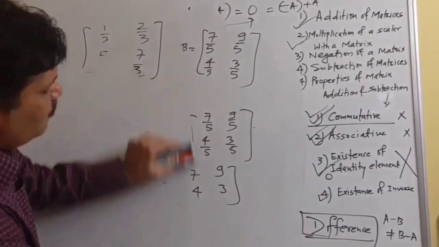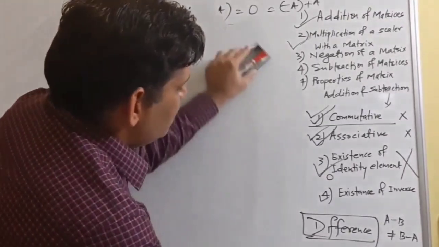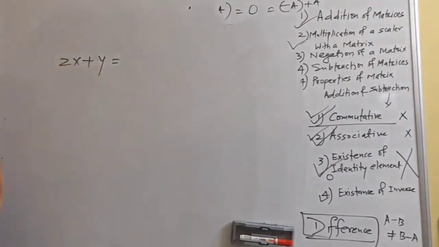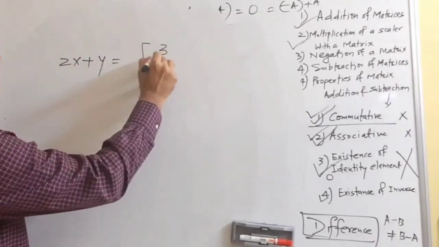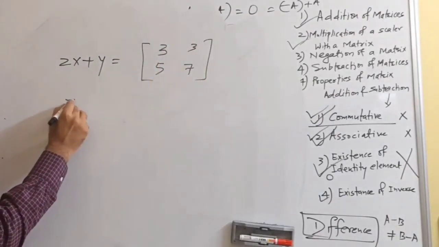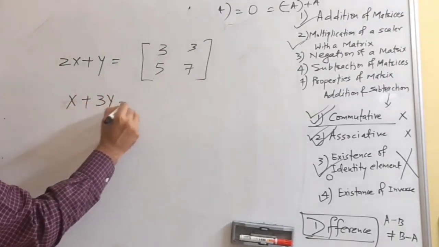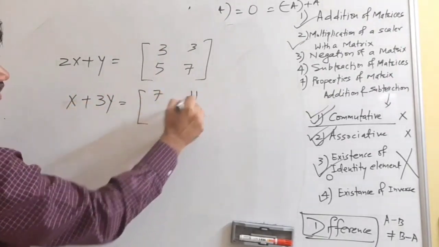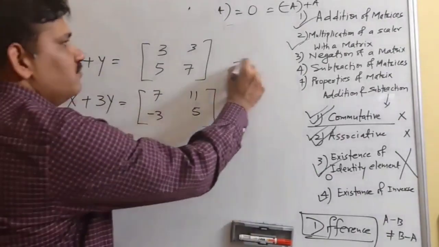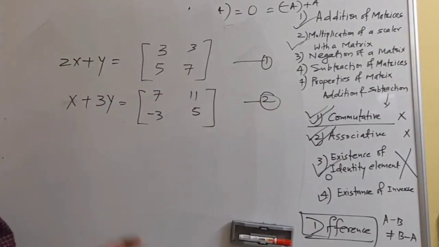If we are given two matrix equations, means we are given two linear equations which involve matrices, say 2X plus Y, X is a matrix and Y is a matrix, and the order of this matrix is 2 by 2, say 3, 3, 5, 7, and X plus 3Y is a matrix which is 7, 11, minus 3, 5. Find the value. These two equations are given, and we are to find the value of matrix X and matrix Y.